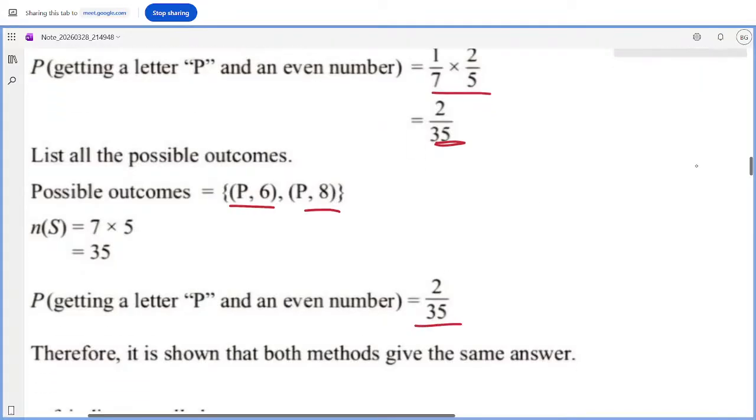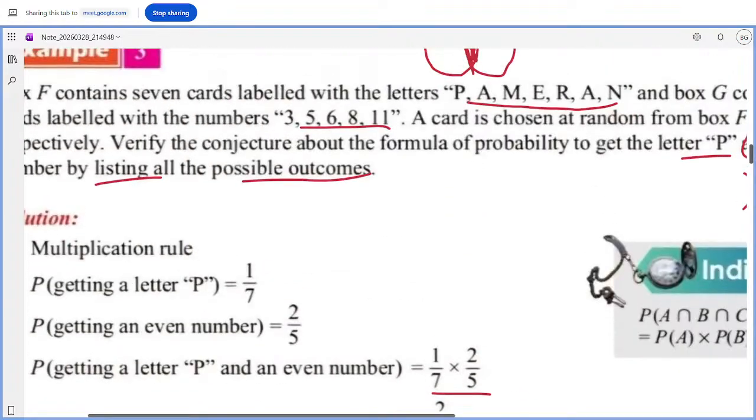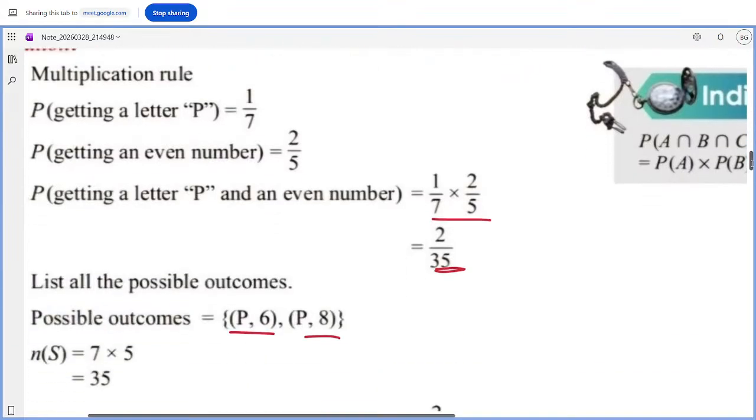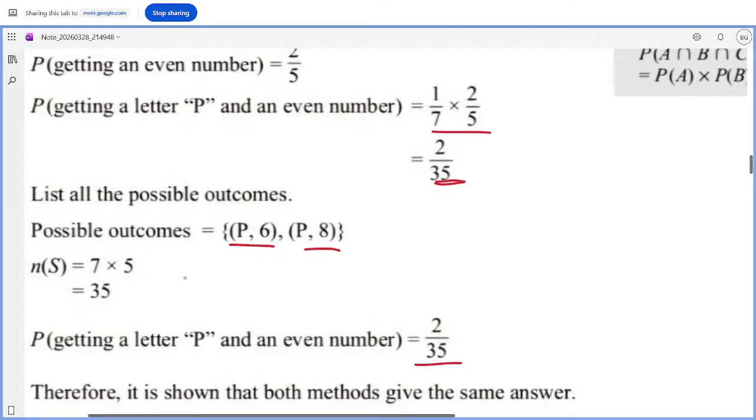Can you see? Two methods. The first method is by using the formula of probability, the multiplication rule: probability A times probability B. The second method is by using listing. You list the possible outcomes, find the total, then you get the answer. So understand both methods, guys. You can show either one in the exam, depending on you. But if they specify, you use the correct method.